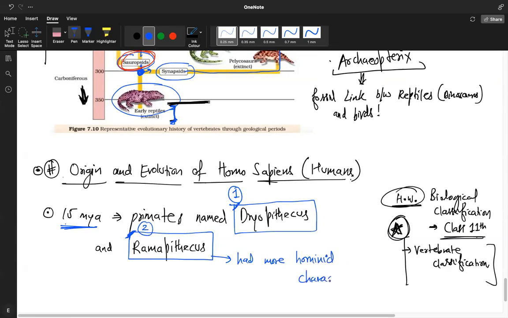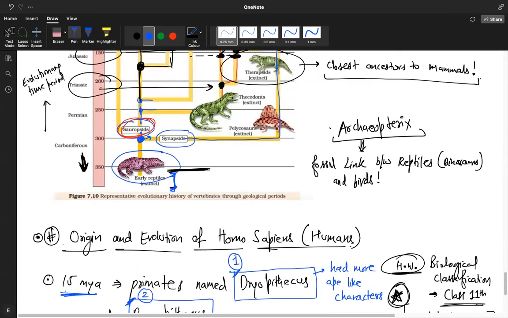You know what do you mean by hominids? Human-like. Yes, but not human. It's still not human, it's human-like. So this had more hominid characters, and Dryopithecus had more ape-like characters. So can you see now, we never evolved from apes.